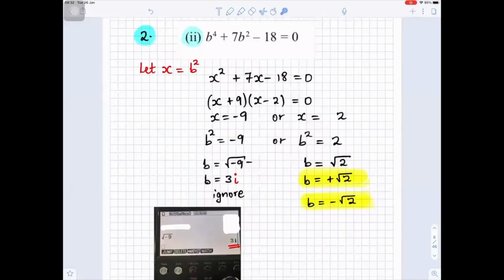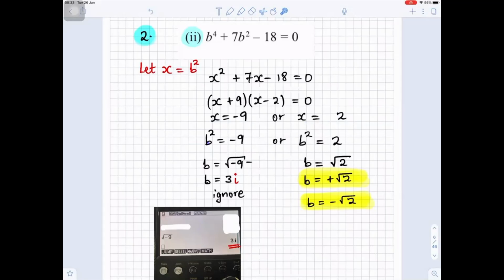The second part of question 2, you can let x be equal to b squared. So that will give us b to the 4 becomes x squared plus 7x minus 18 equal to 0. When you factorize, it becomes (x plus 9)(x minus 2) equal to 0. That means x equals minus 9, or x equals 2.